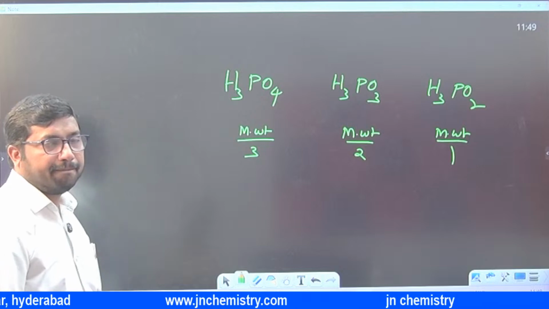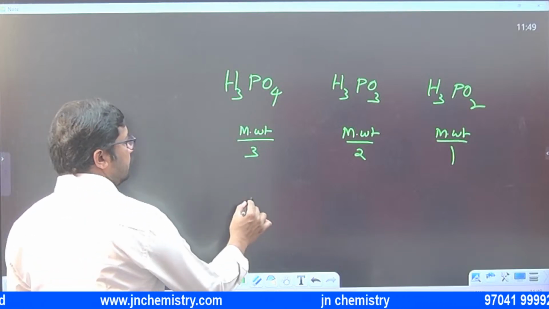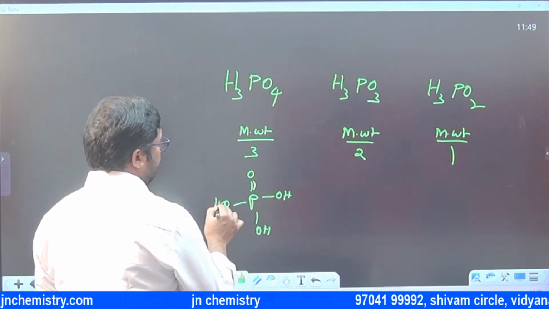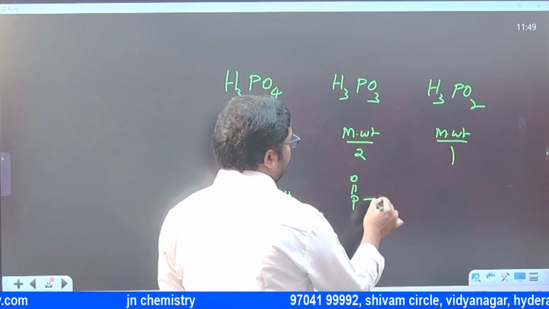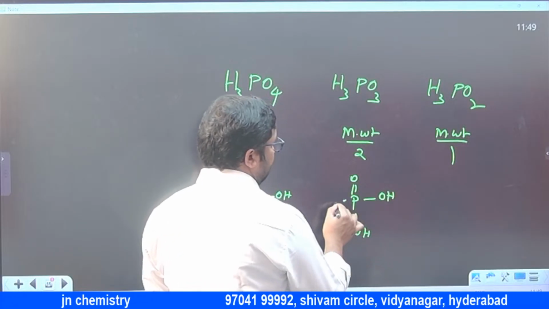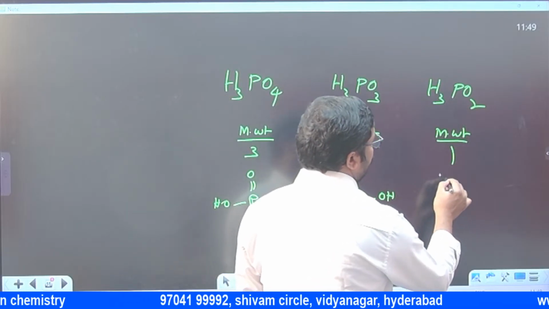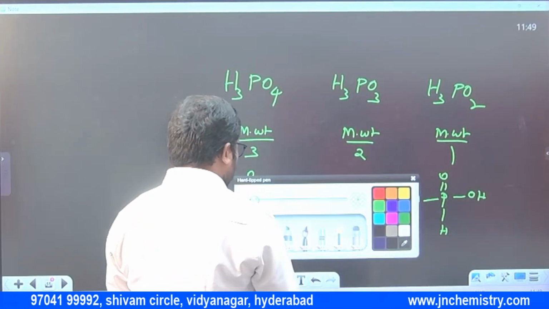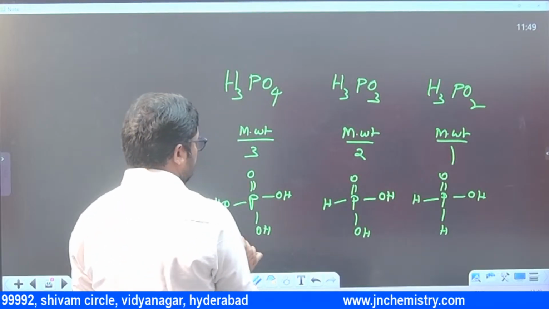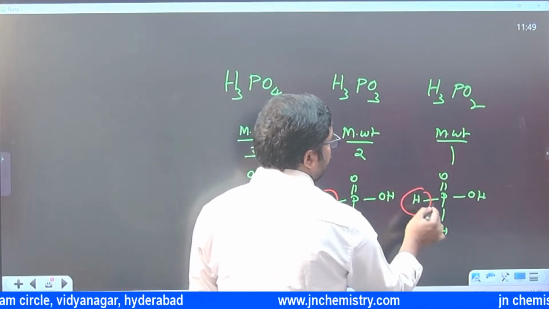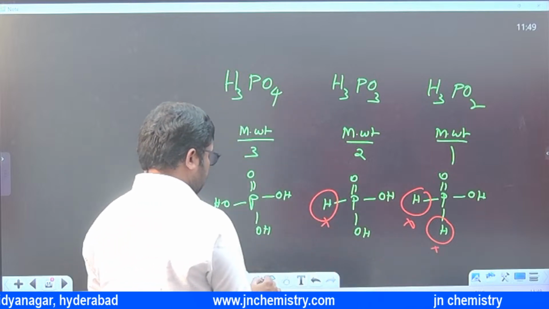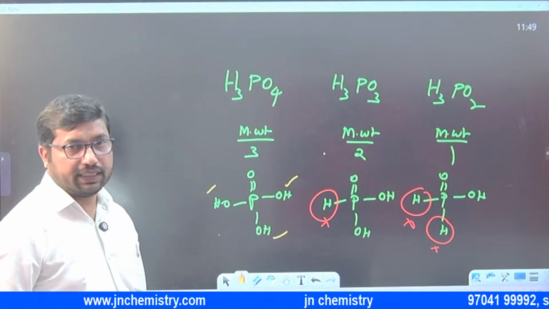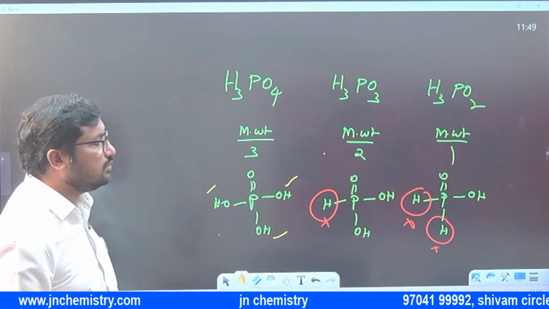There are 3 hydrogens. Acidic hydrogen means what? Attached to oxygen. We need to know the structures. So these hydrogens we can't replace. Only what can we replace? These 3 hydrogens we can replace, the OH directly attached with the oxygen. Those we can replace. Write it down.